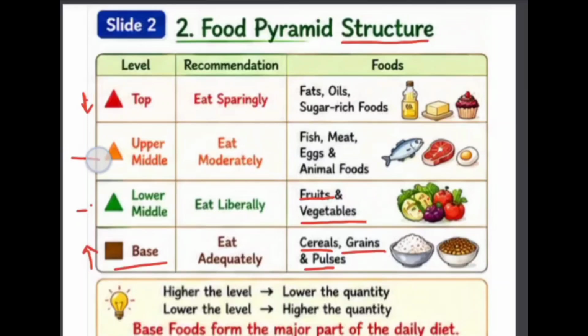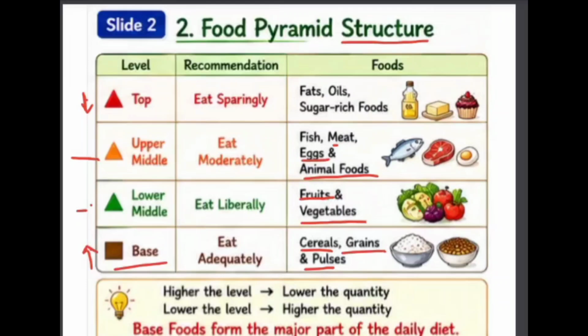Now let us discuss the upper middle level of the food pyramid. This level contains foods such as fish, meat, eggs, and other animal based foods. These foods are excellent sources of protein. Proteins play a very important role in the body. They help in growth, muscle development, tissue repair, and maintaining various body functions.